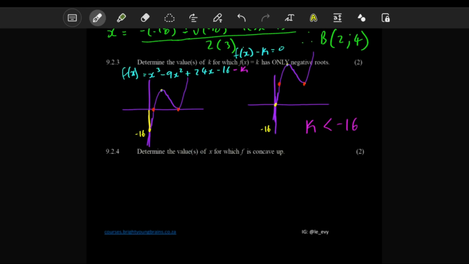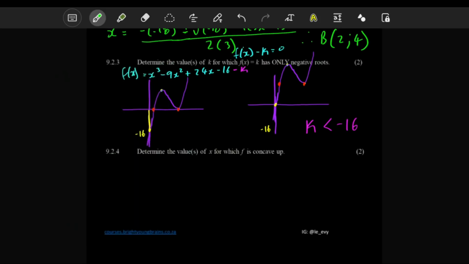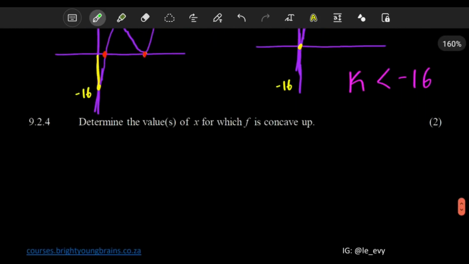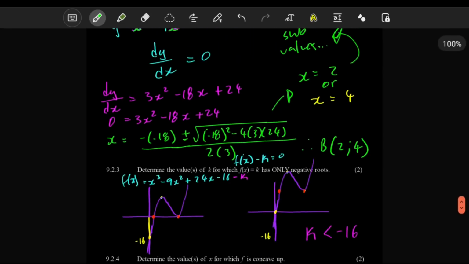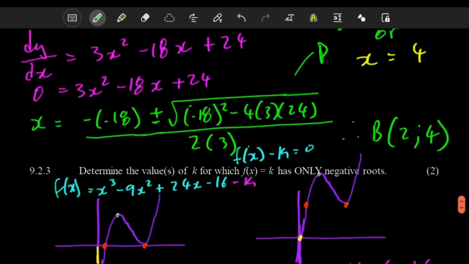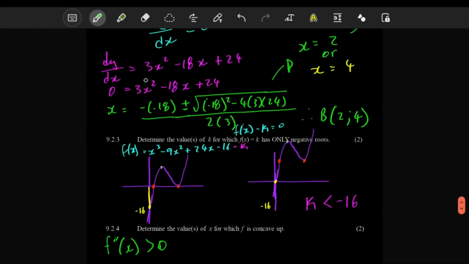The easiest way to get where a graph is concave up is to just work out where your second derivative is bigger than 0. That's how you work out where the graph is concave up. So let's see what the second derivative is. To get it, we can just start from here.